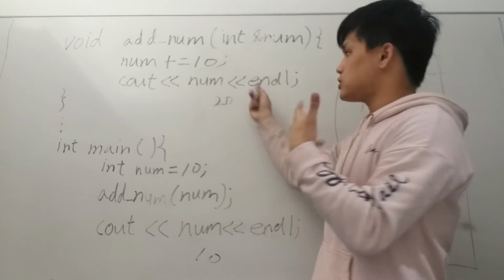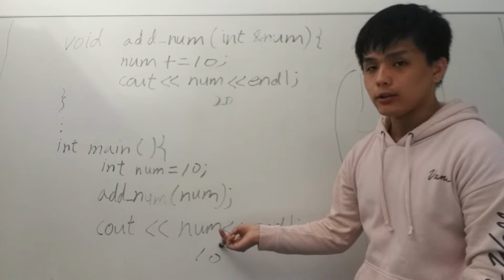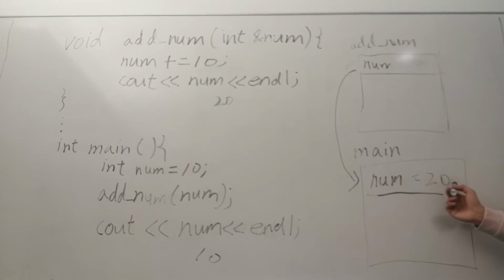And we end this function, we get back to num. And when we print this num, what would the value be? Which object is it referring to? It's referring to the object over here. And what's the value? It's 20.